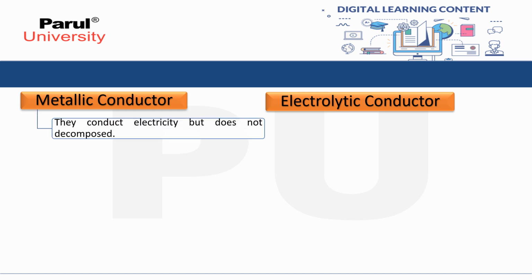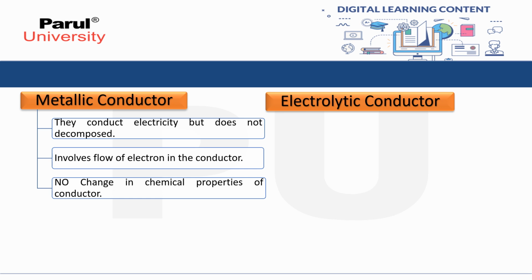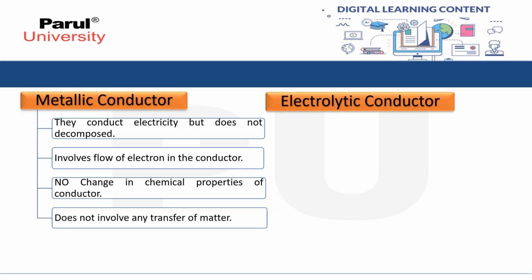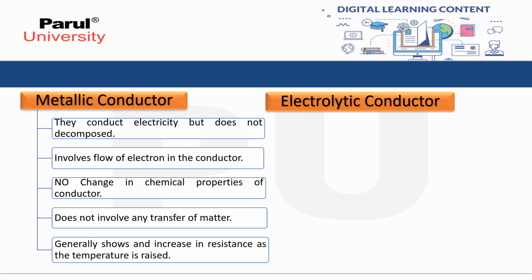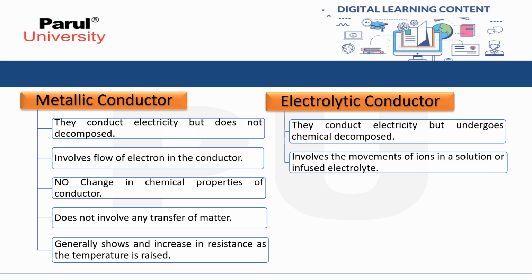A metallic conductor conducts electricity, but it does not get decomposed. In a metallic conductor, there is a flow of electrons and there is no change in the chemical property of the conductor. The metallic conductor does not involve any transfer of matter and generally shows an increase in resistance as the temperature is raised. Whereas electrolytic conductors conduct electricity but also undergo chemical decomposition.